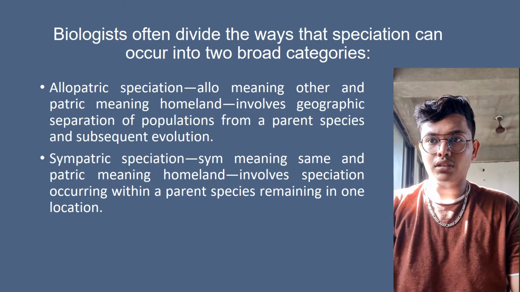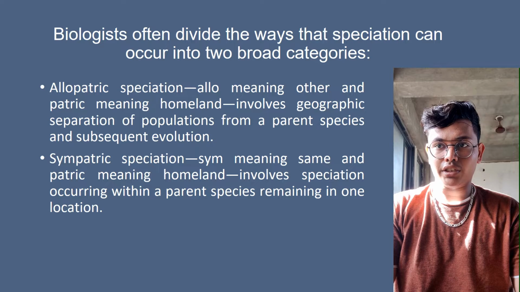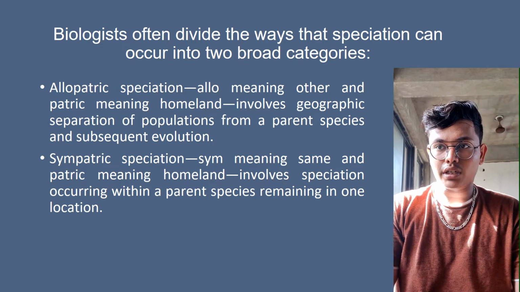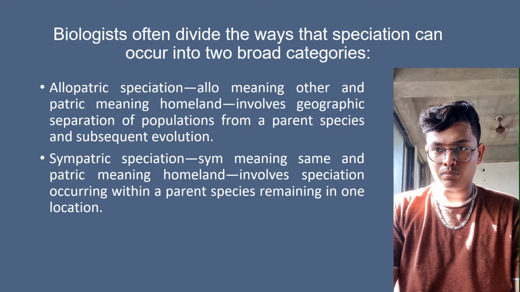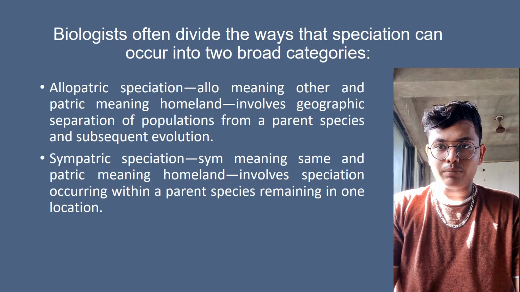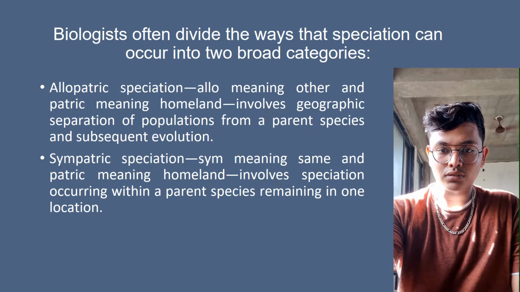Biologists often divide the ways speciation can occur into two broad categories. Allopatric speciation, allo meaning other and patric meaning homeland, involves geographic separation of a population from a parent species and subsequent evolution. Sympatric speciation, sym meaning same and patric meaning homeland, involves speciation occurring within a parent species remaining in one location.